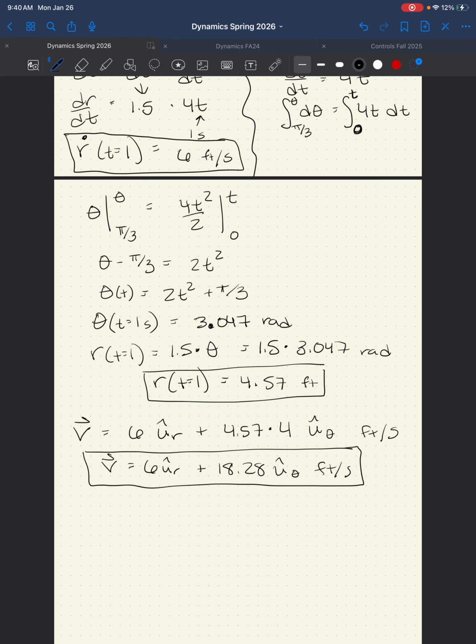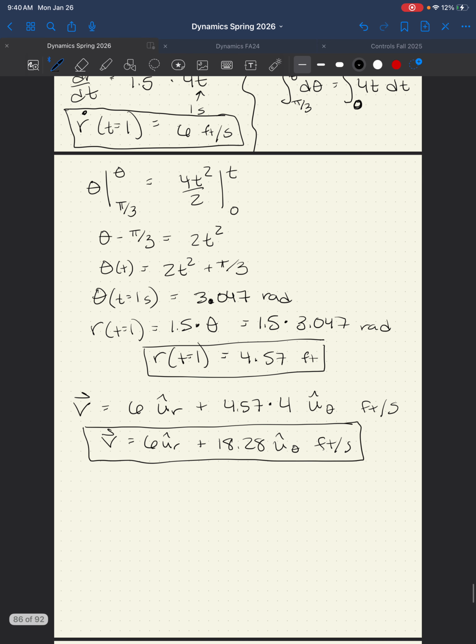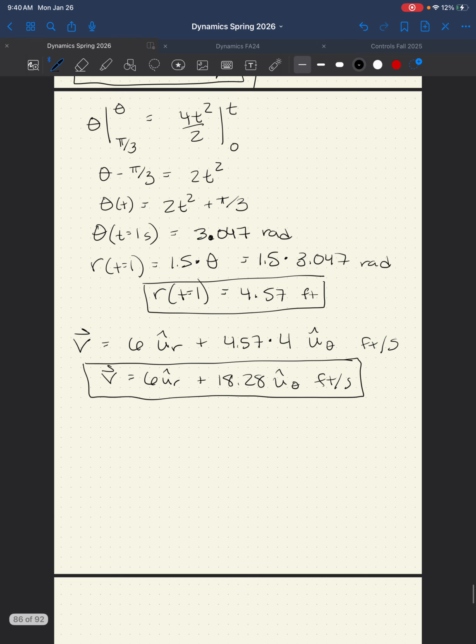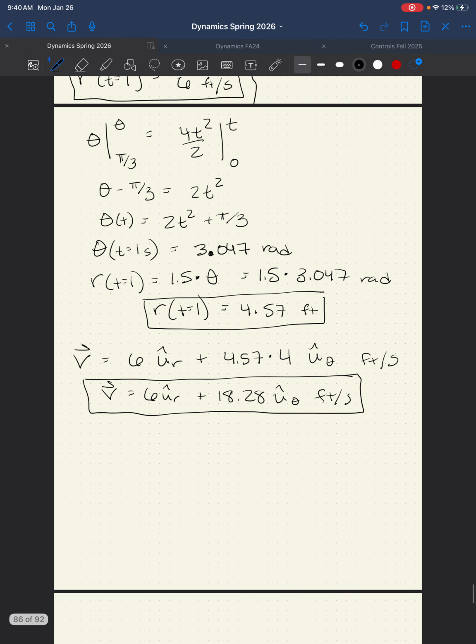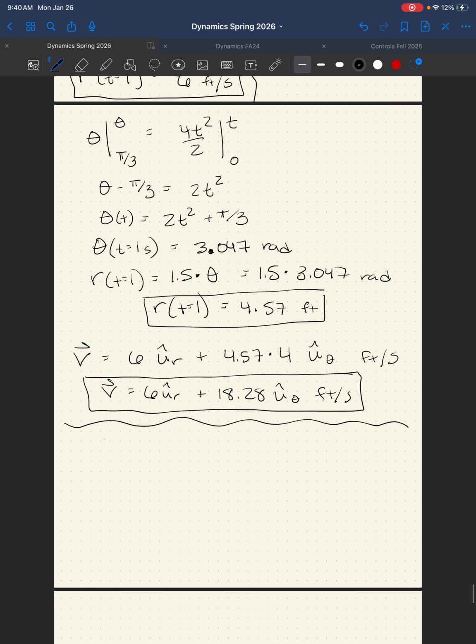Okay, now we need to do something very, very similar for acceleration. So acceleration, I'm going to write my general form: r theta double dot plus 2r dot theta dot u hat theta plus r double dot minus r theta dot squared u hat r.